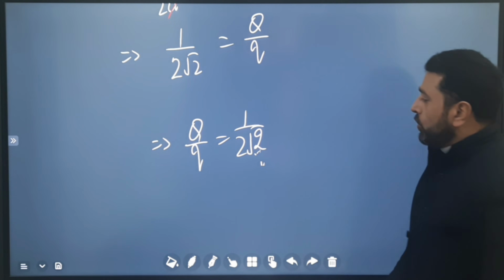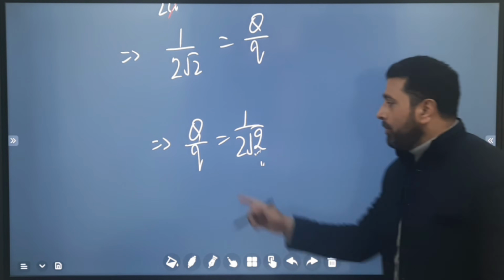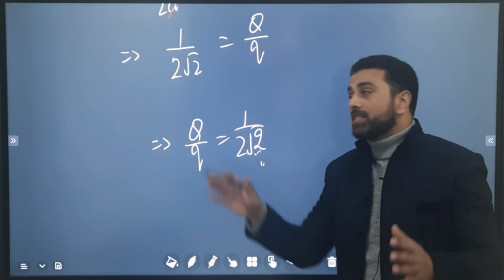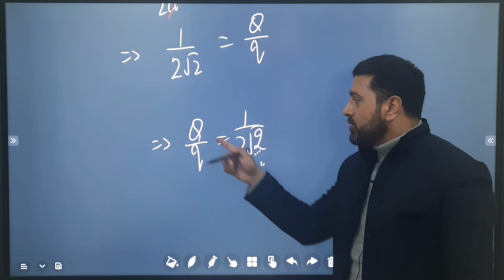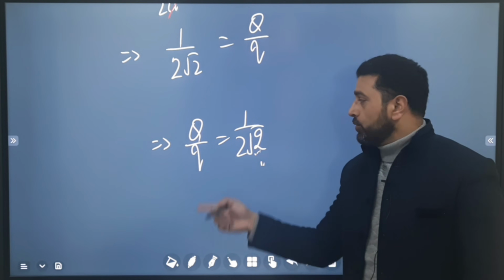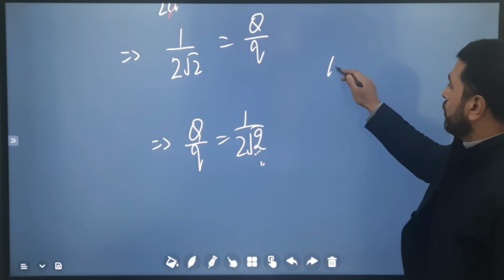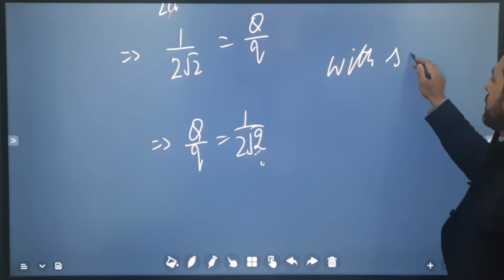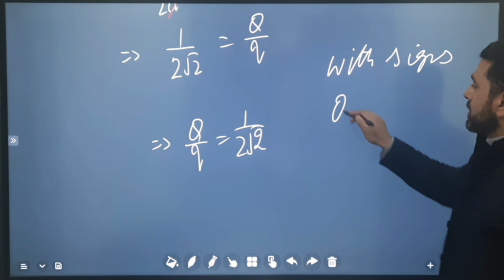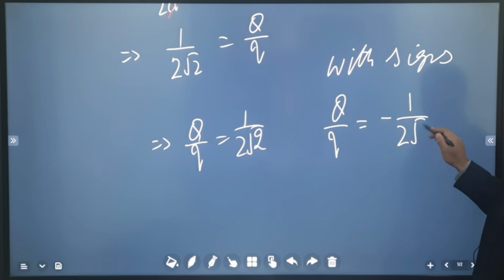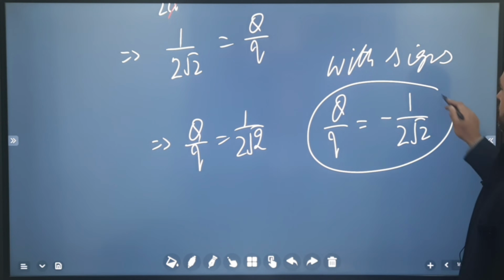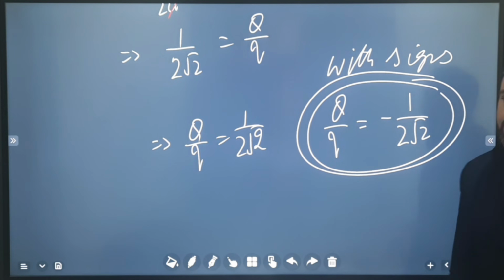Including the sign. Now remember, they are of opposite signs. We have not included signs yet. We have just dealt with the magnitudes. If we include the signs, we know one of them is positive, the other one is negative. So the ratio must be negative. So with signs, capital Q divided by small q must be minus 1 divided by 2 root 2.